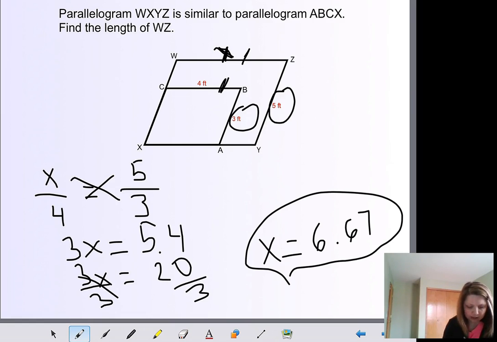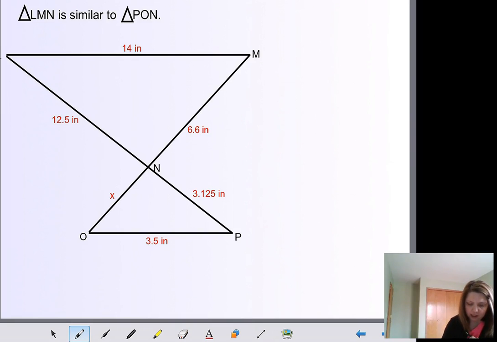All right, and the final one is a little bit of a challenge. And actually, if you think, it's not really a challenge, because if we separate those two triangles, you're going to have just two triangles, right? Nothing to worry about. Let's see, because we're talking about similarity, how can we get this x side?